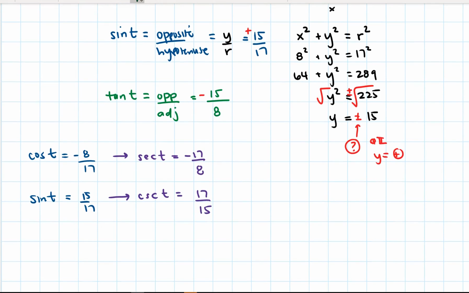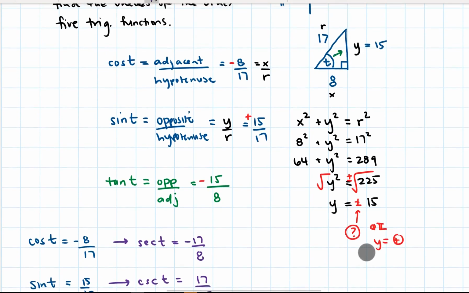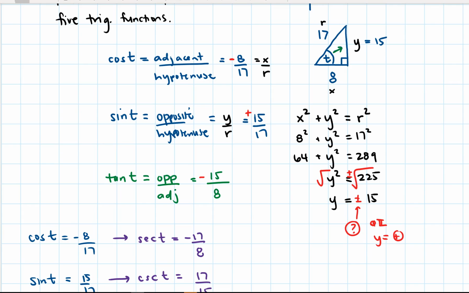And then finally, if we're looking at tangent of t, which is negative 15 over 8, we can now look at cotangent of t, which is the reciprocal of tangent. So this is going to give us 8 over 15, and don't forget that we have a negative. So now we have the values of all 5 remaining trig functions if we know cosine. And it's just another alternative way to take it based on labeling the legs of a right triangle.